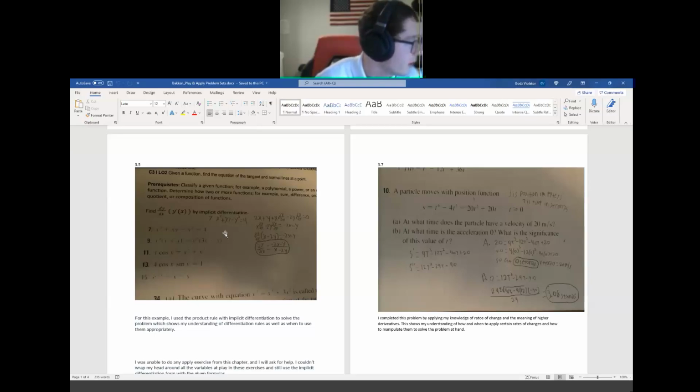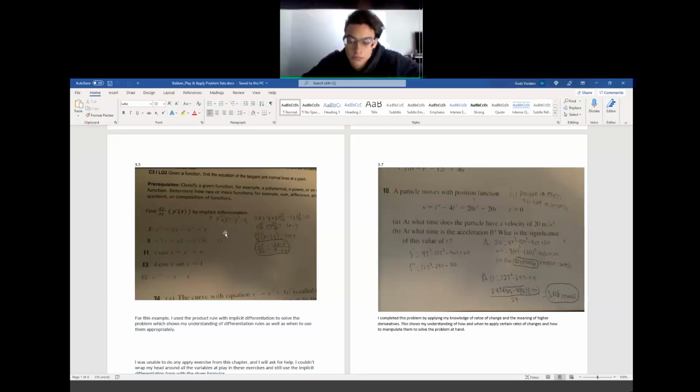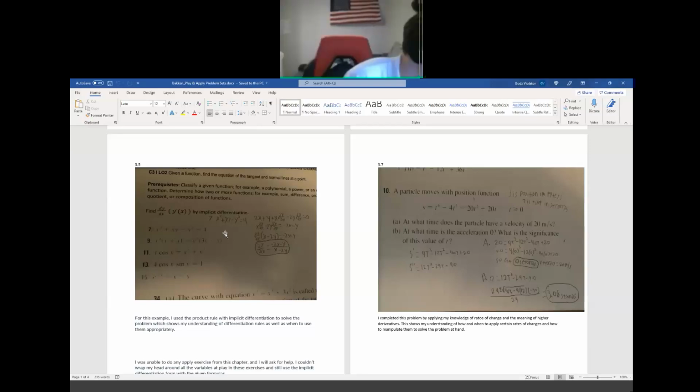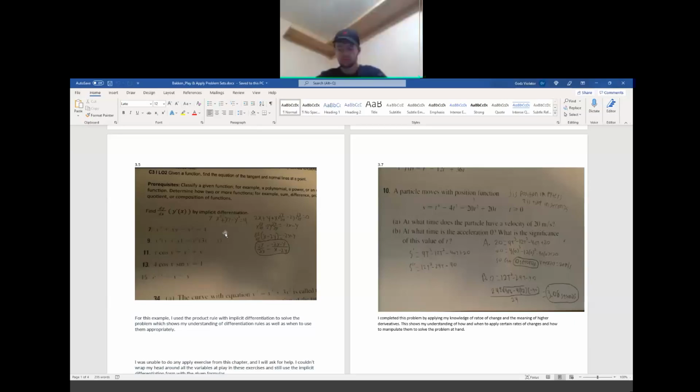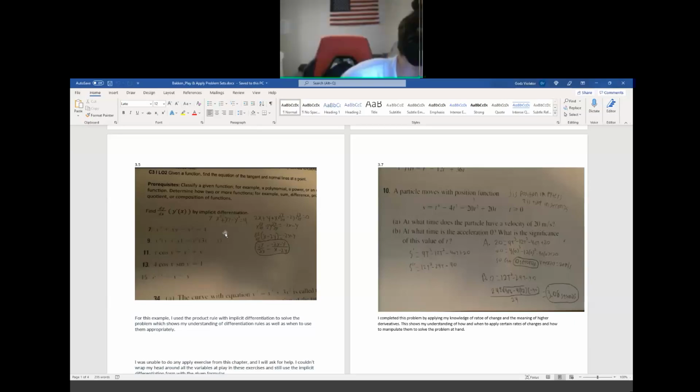So for part A, I know that v is just s prime. So here I just put v of t equals s prime of t. This is our original function, and I took the derivative of it. It's just going to be 4t cubed minus 12t squared minus 40t plus 20. Then what do I do?